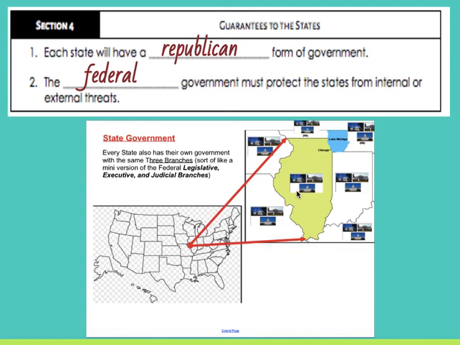But instead of the executive branch being run by the president, the executive branch is run by our governor, who is J.B. Pritzker. And then the last thing in here that is guaranteed to the states is that the federal government must protect the states from internal or external threats. Okay, with that, you have all of your Article 4 notes about how states should interact with each other.